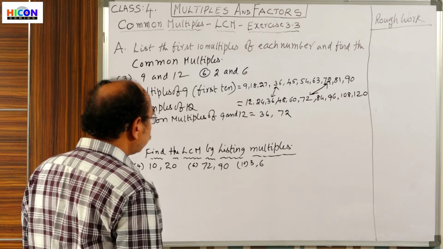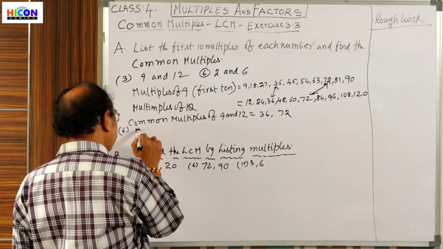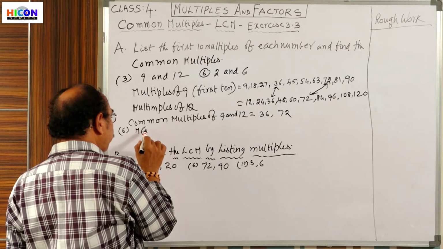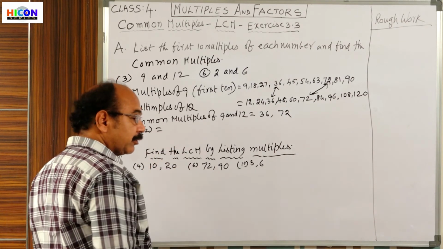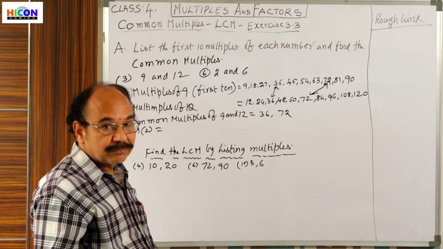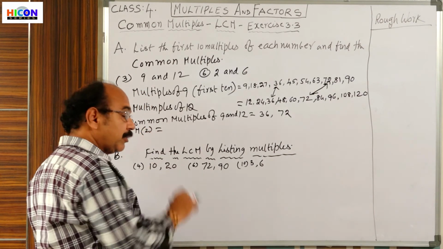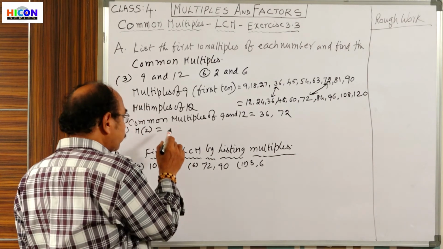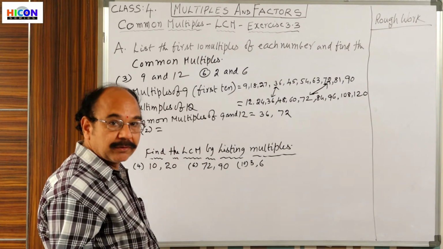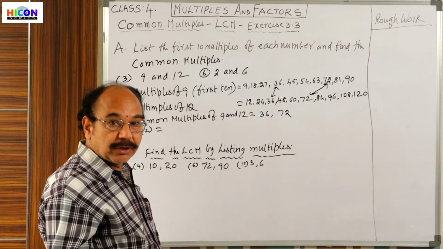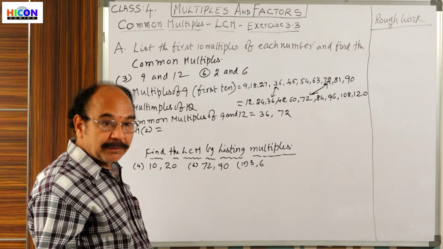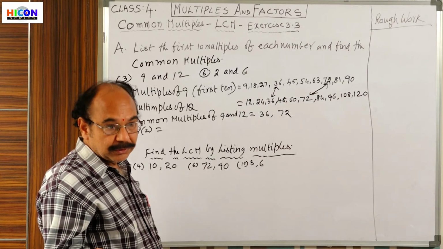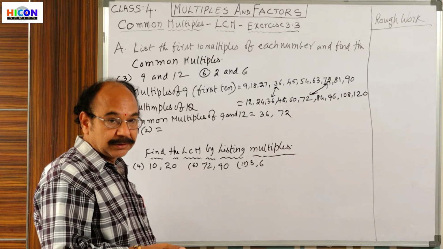Multiples of 2. We can write a short form, M of 2. M of 2 means multiples of 2. What are the multiples of 2? Read the 2 table and write. You know the 2 table very well, everybody. You have practiced so many multiplication tables.